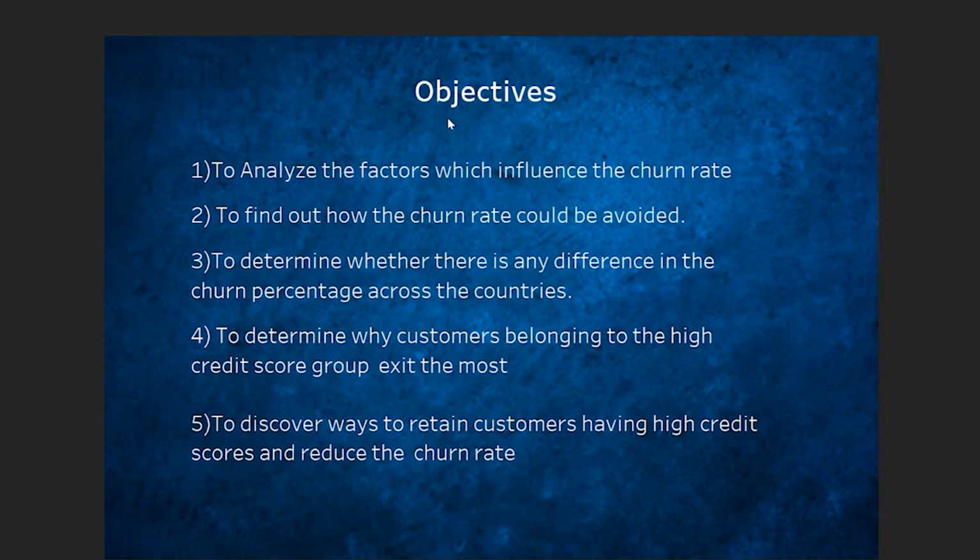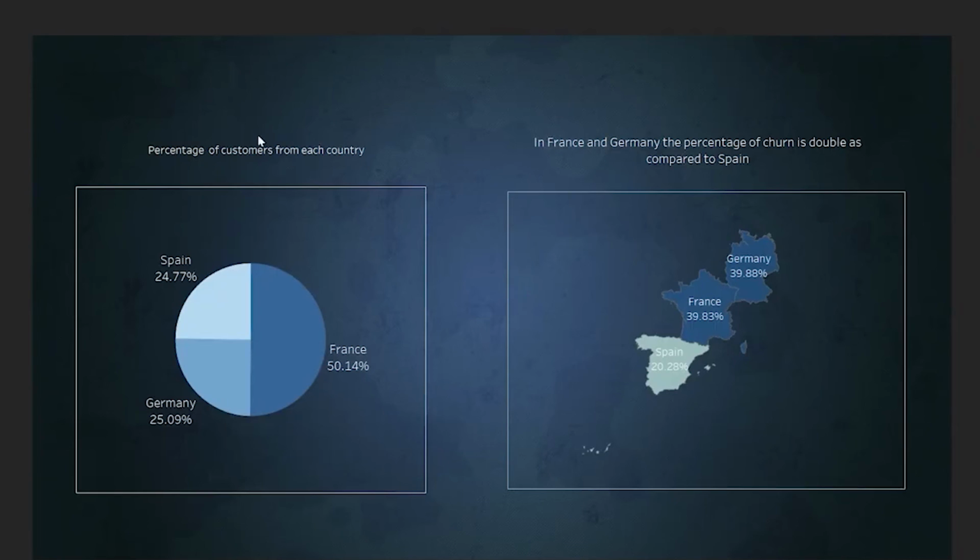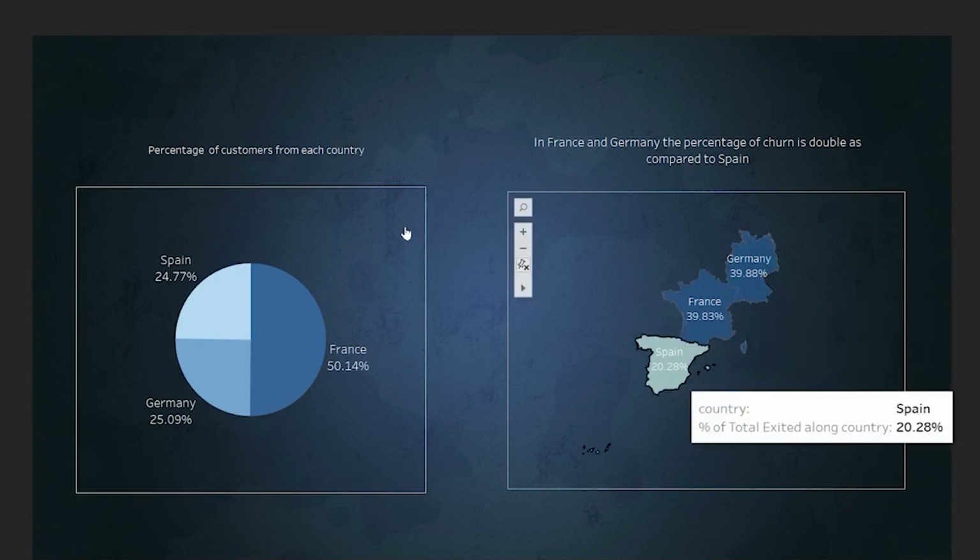The third objective is to analyze whether the churn percentage is same or different in all the three countries. For this purpose, we can represent country-wise customer distribution in the form of a pie chart as shown here on the left hand side. We can clearly see that in Germany and Spain it is 25% and in France the customer distribution percentage is 50%. The churn rate in France and Germany is almost 40%, whereas in Spain it is only 20%.